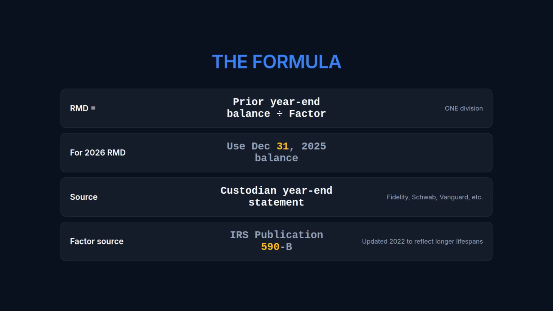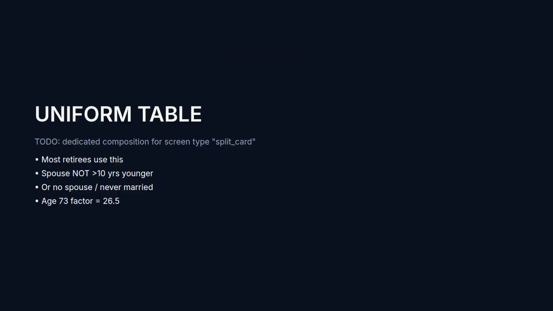The IRS publishes 3 different life expectancy tables. Most retirees use the Uniform Lifetime Table, for IRA owners whose spouse is not more than 10 years younger. The Joint Life Expectancy Table is for IRA owners whose spouse is more than 10 years younger. It gives a longer life expectancy and a smaller RMD. The Single Life Expectancy Table is for inherited IRAs. Use the wrong table and your RMD comes out wrong.